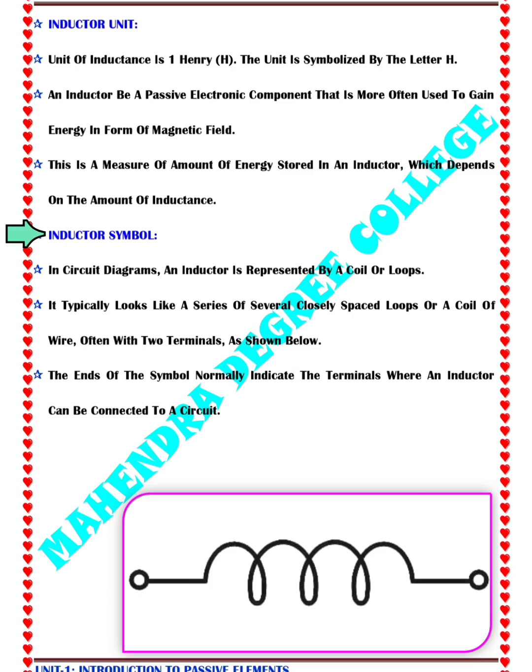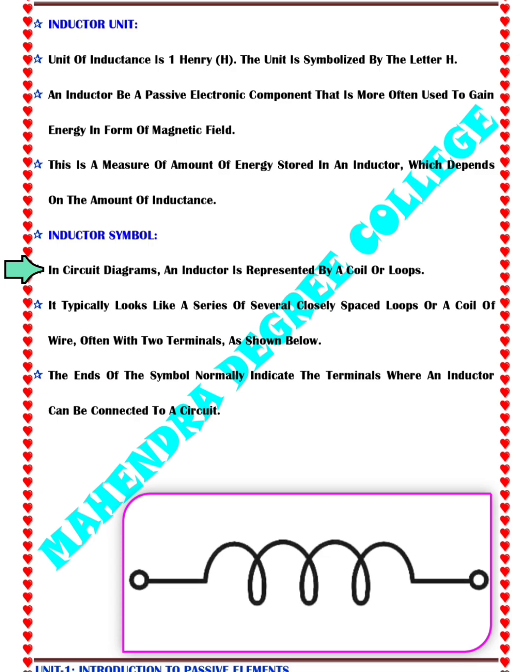Let us discuss the inductor symbol. In circuit diagrams, an inductor is represented by a coil or loops. It means a circuit diagram is a simplified drawing that shows how components like resistors, capacitors, and inductors are connected in an electrical circuit. The symbol used for an inductor in circuit diagrams is a series of curved or looped lines like this. These loops represent the wire coil that makes up a real inductor.